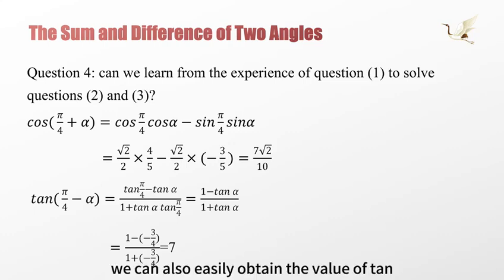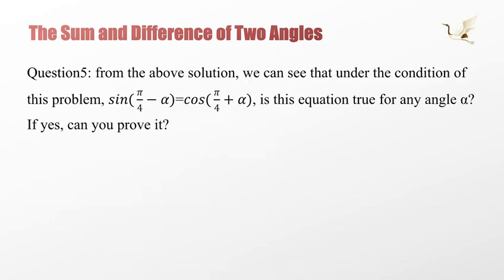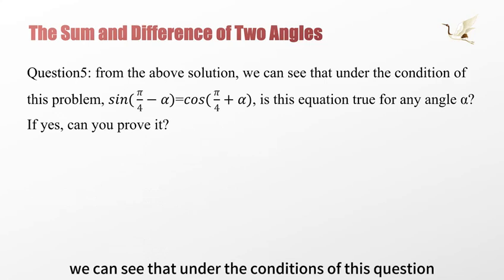We can also easily obtain the value of tangent (1/4 pi minus alpha) from the tangent formula of the difference between two angles. Tangent (1/4 pi minus alpha) is equal to (tangent 1/4 pi minus tangent alpha) over (1 plus tangent alpha times tangent 1/4 pi), which gives (1 minus tangent alpha) over (1 plus tangent alpha), resulting in 7.